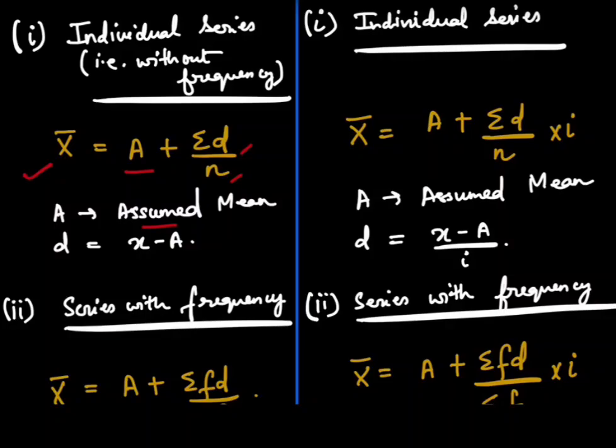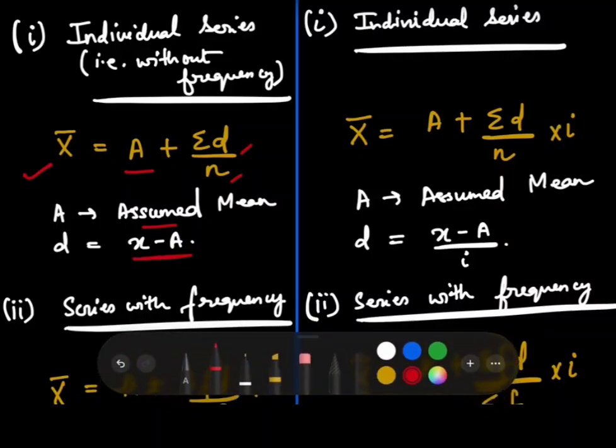We take an assumed mean from the values of x, and summation d, how do we find summation d? d is equal to x minus A. n is the total number of items.